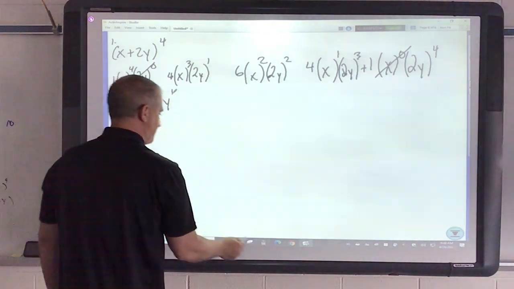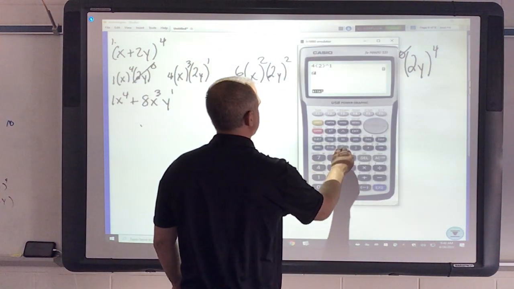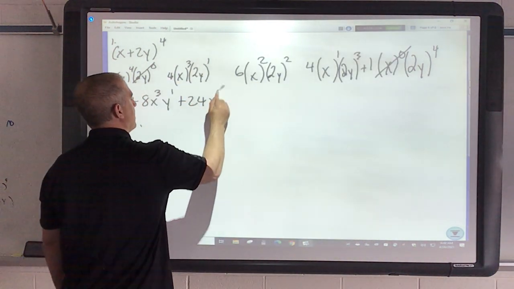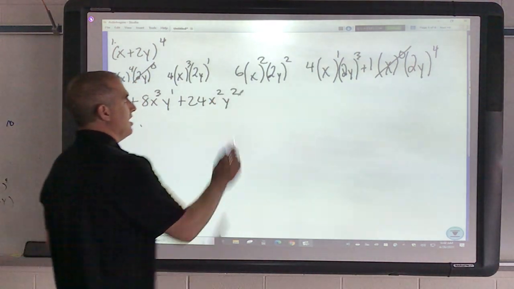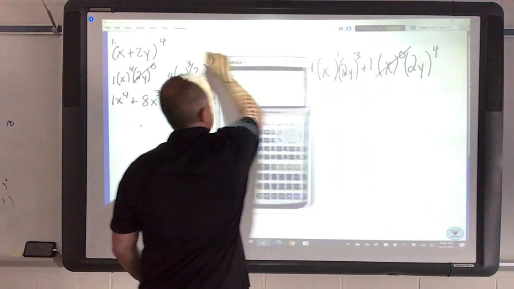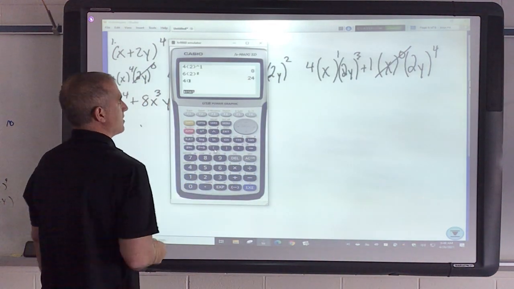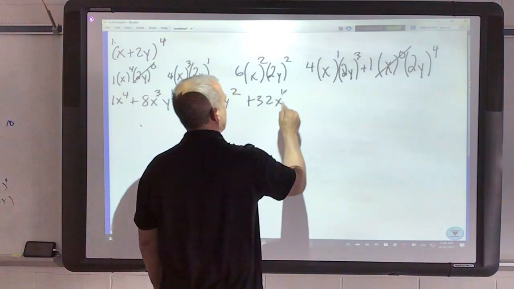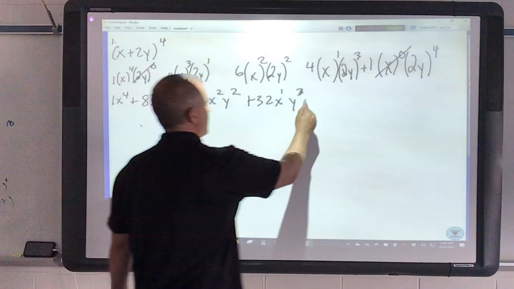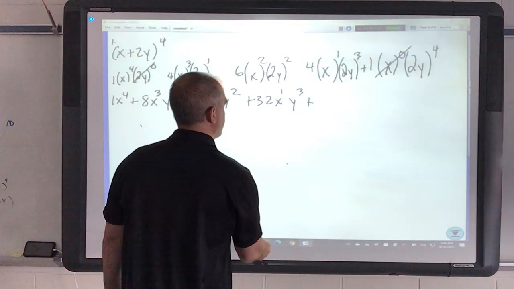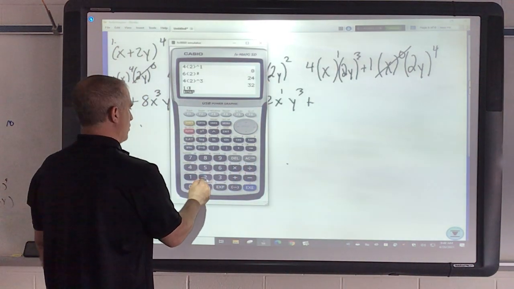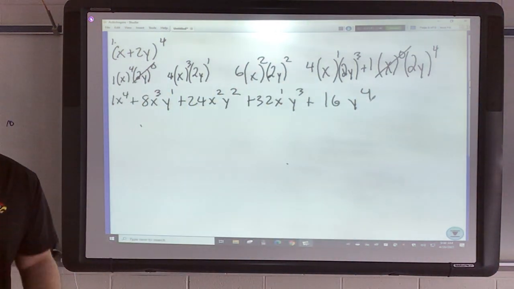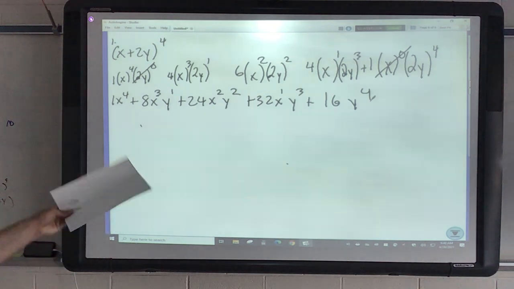Now this one, I would do 6 parentheses 2 to the 2nd. That is actually going to be 24 x squared y squared. So that's how you figure out the numbers. The parentheses will be vital, especially when we get to the negatives. This one would be 4, 2 to the 3rd power. That's going to be 32 x y cubed. And then the last one here would be a 1, 2 to the 4th power. That's going to be 16 y to the 4th. And that's the expansion. That's how Pascal's triangle can help you expand that instead of having to FOIL it.